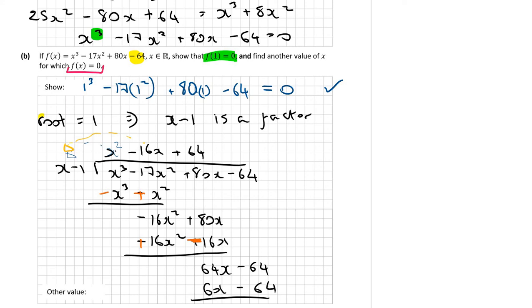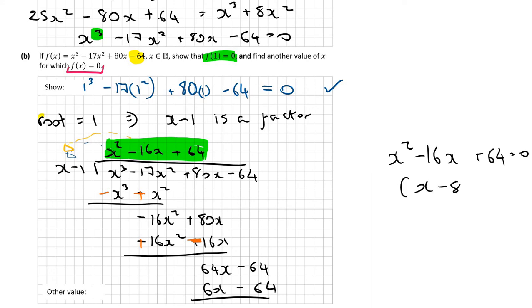So that means that here is another factor, but I know because it's a quadratic, it's actually made up of 2 factors. So if I just take it to the side, x squared minus 16x plus 64, if I just factorize that, that is just going to be our square, x minus 8 times x minus 8. So x is equal to 8. So we've got another value of x there for which f of x is equal to 0.